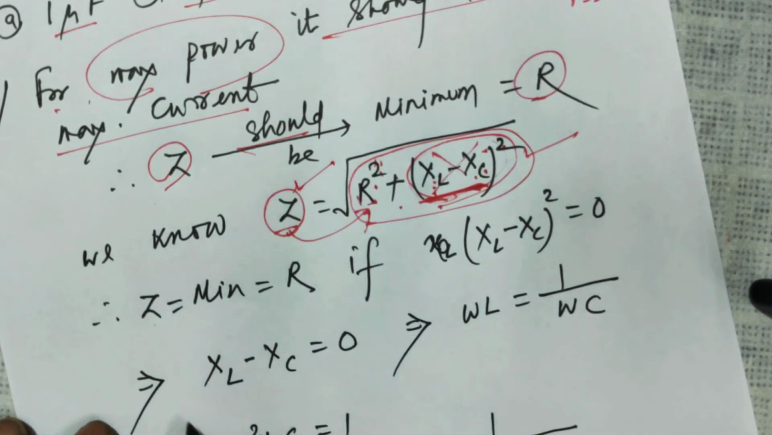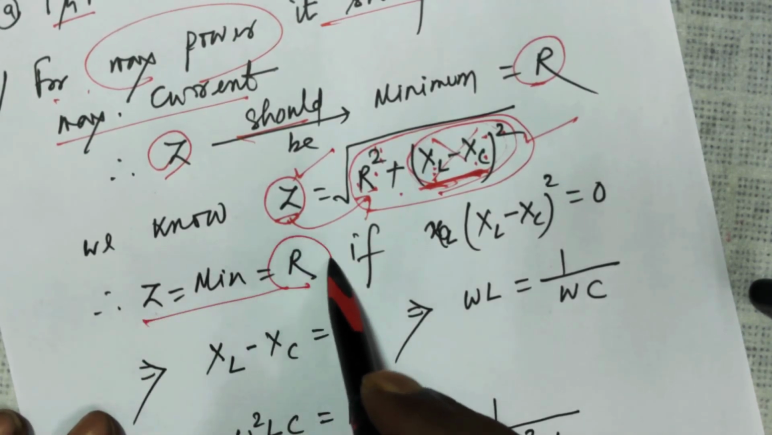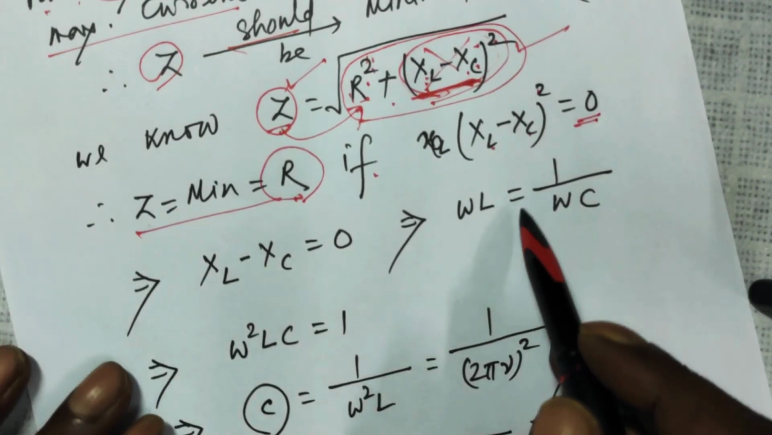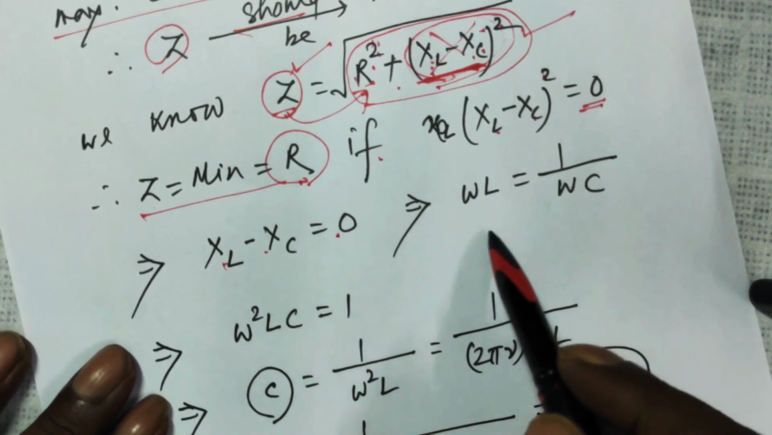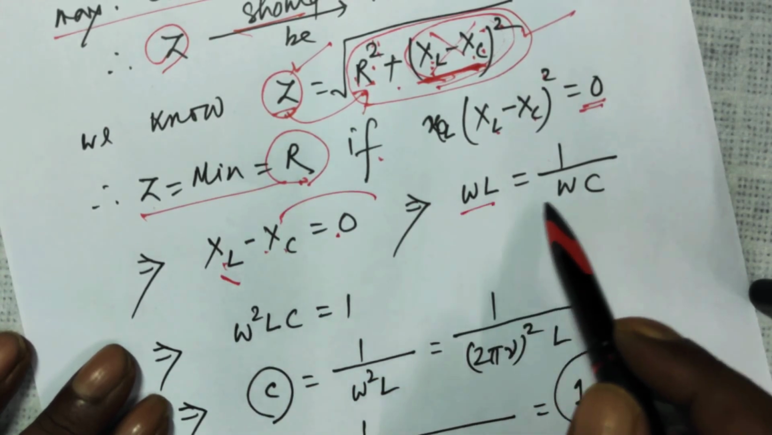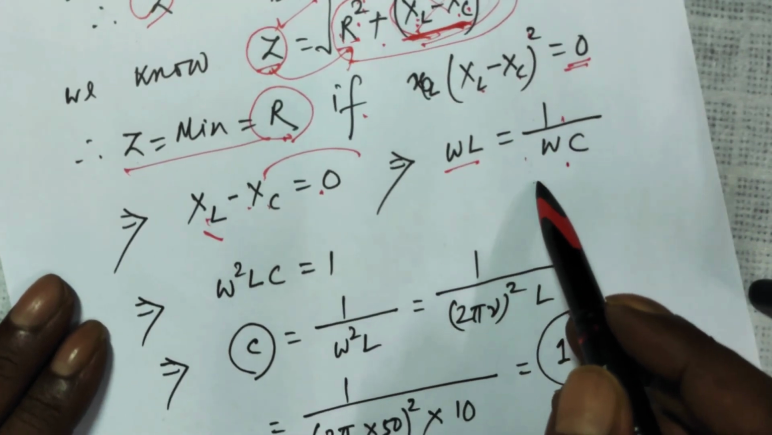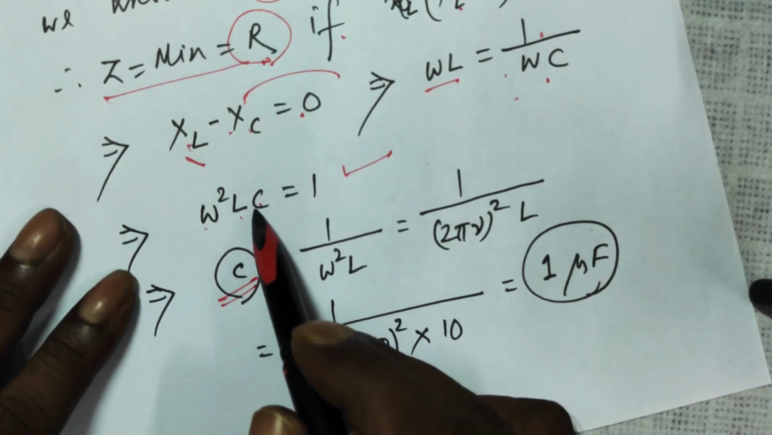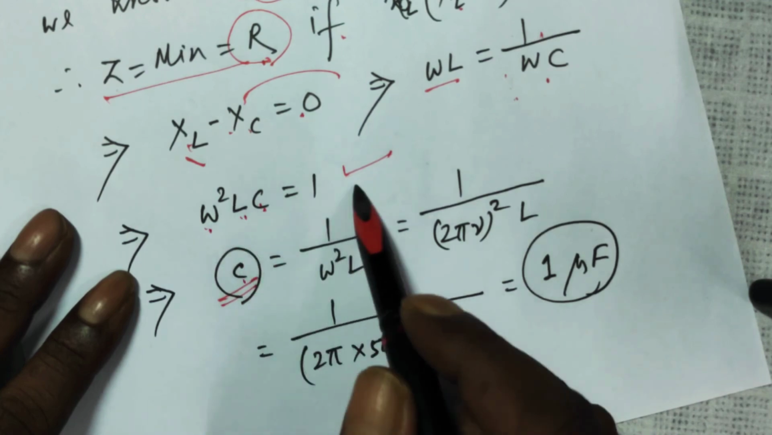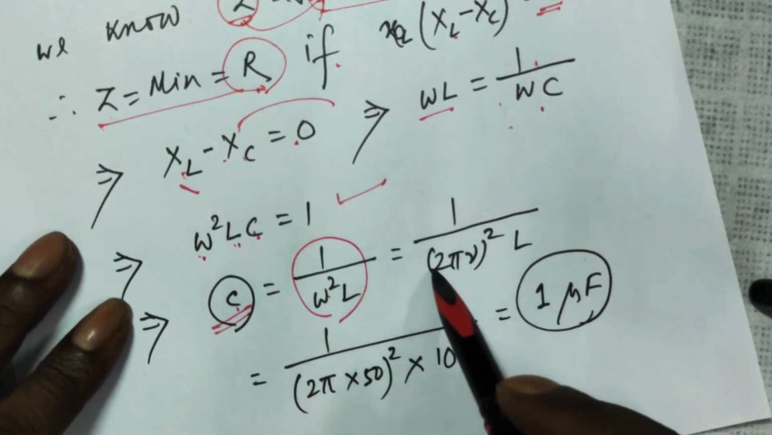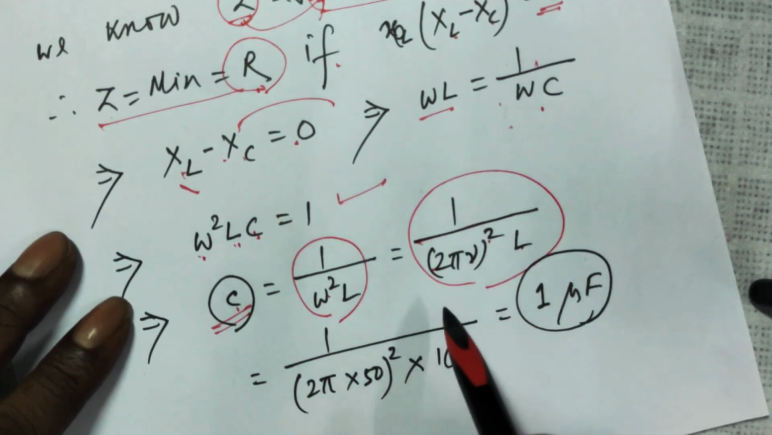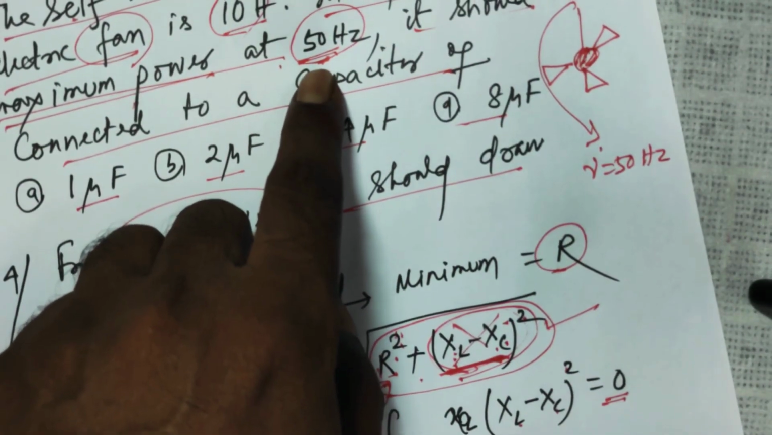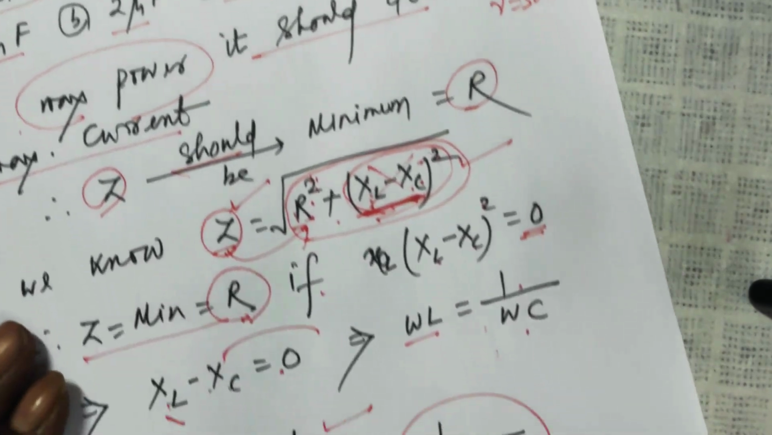So Z becomes minimum, equal to the resistance, if (XL minus XC) square is equal to 0. And that is possible when XL minus XC is equal to 0. I take it to this side, so that omega L is 1 by omega C. Cross multiplying, I get omega square LC is equal to 1. I am required to find the value of the capacitance. So let us keep C on the left hand side, take omega square L to the right hand side, it gets divided. Omega is 2 pi nu, square of that into L. 2 is known, pi is known, 22 by 7. Frequency is given as 50 hertz. That is the Indian household frequency for alternating current.